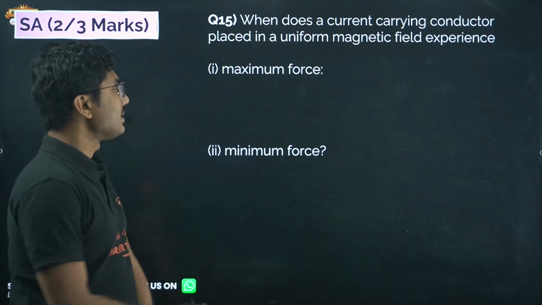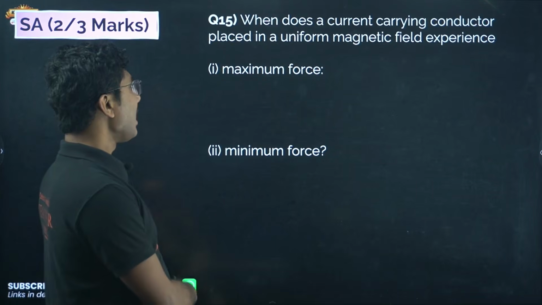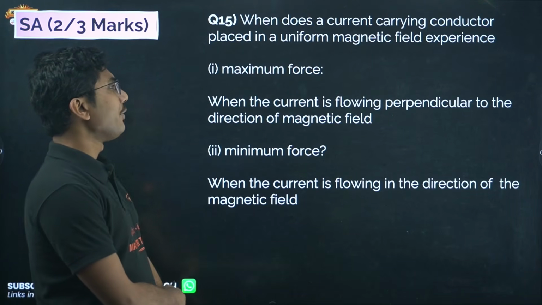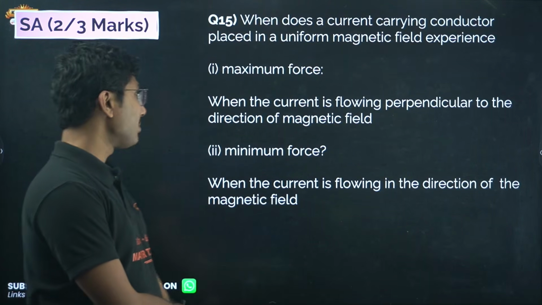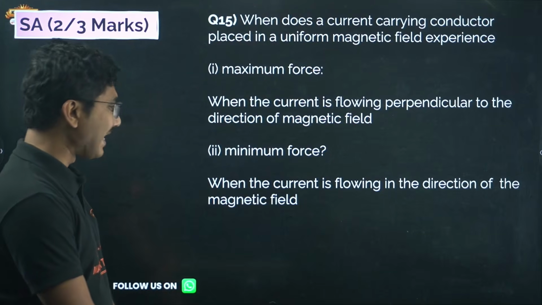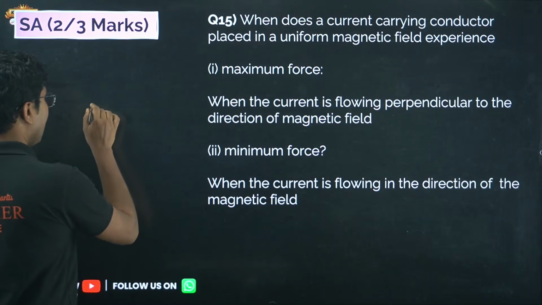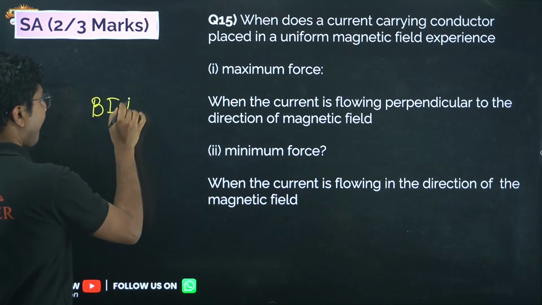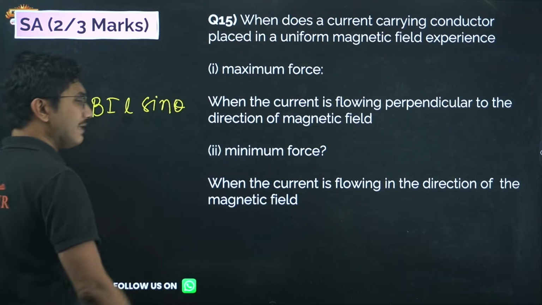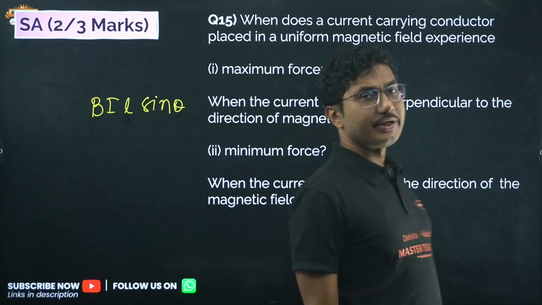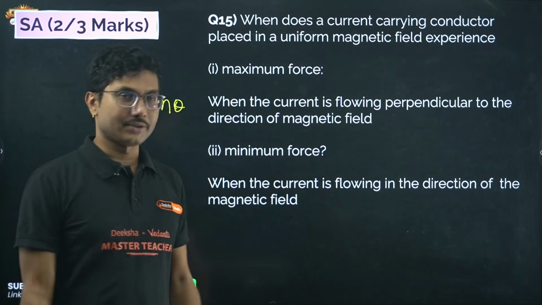Next, when does a current carrying conductor placed in a uniform magnetic field experience maximum force, minimum force? When the current is flowing perpendicular to the direction of the magnetic field, it experiences maximum force, and when the current is flowing in the direction of the magnetic field, force is 0. The force on a current carrying wire is given by BIL sin theta. So if theta is 90 degree, force is maximum. If theta is 0 degree, force is minimum. 90 degree means perpendicular direction, 0 degree means same direction.